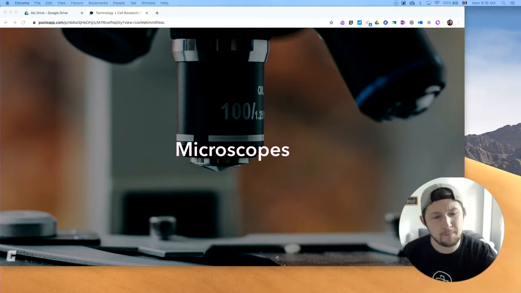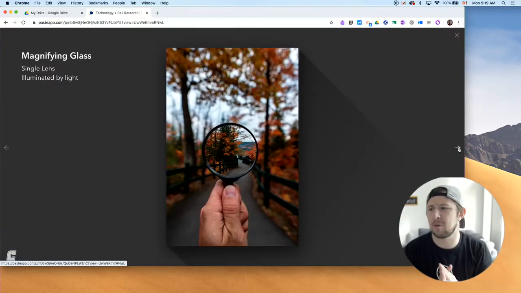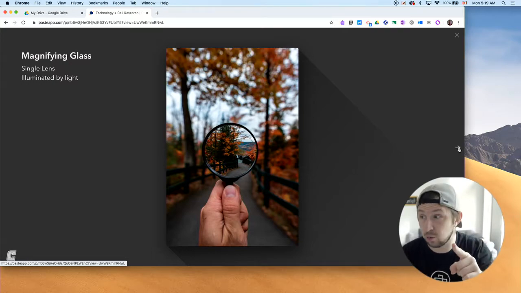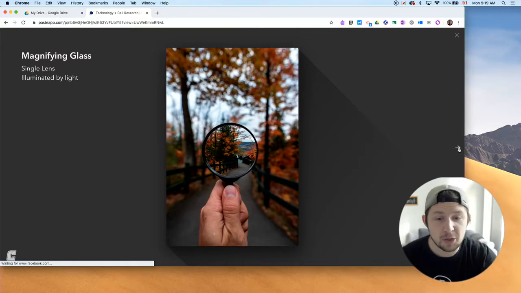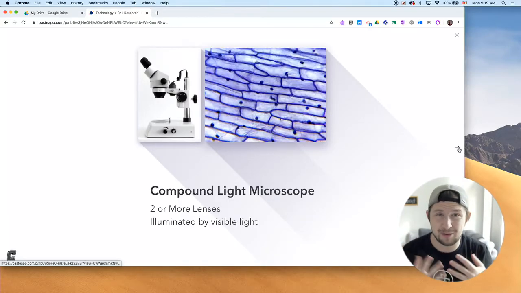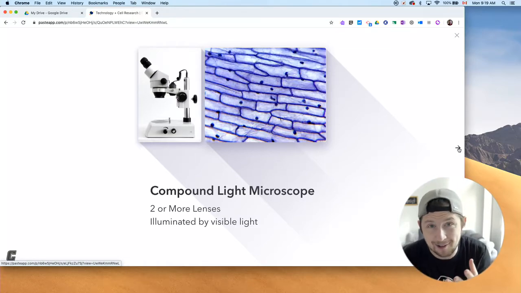So, when we talk about the microscope, the first thing that's probably worth talking about is the magnifying glass. Now, a very crude microscope, this has just one lens and everything we see is illuminated by light. The one that we're probably most familiar with when we say microscope, this is probably the image that comes to your mind, is the compound light microscope.